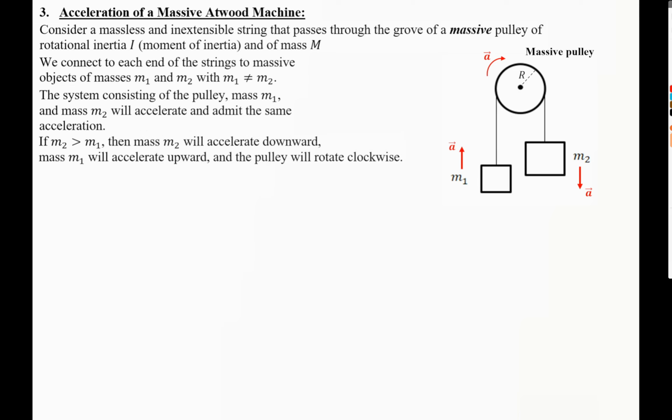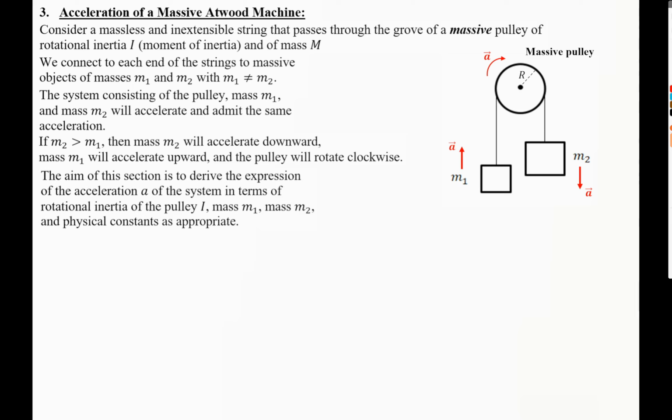If the mass m2 is greater than m1, then the mass m2 will accelerate downward, m1 will accelerate upward, and the pulley will rotate clockwise. The aim of this section is to derive the expression of the acceleration a of the system in terms of the rotational inertia of the pulley I, masses m1, m2, and physical constants as appropriate, and this would be done by a blend between Newton's second law for rotation and translation.